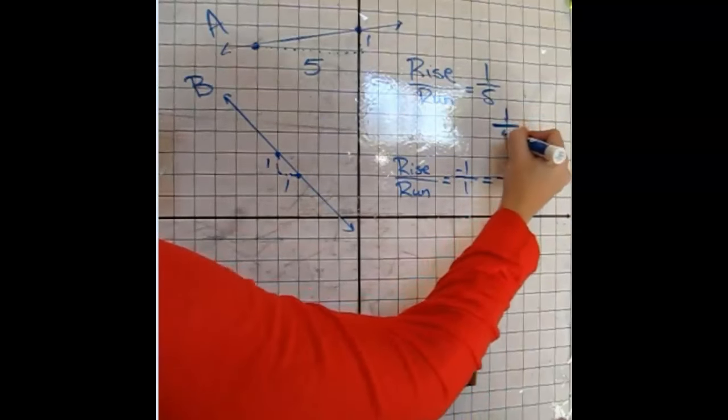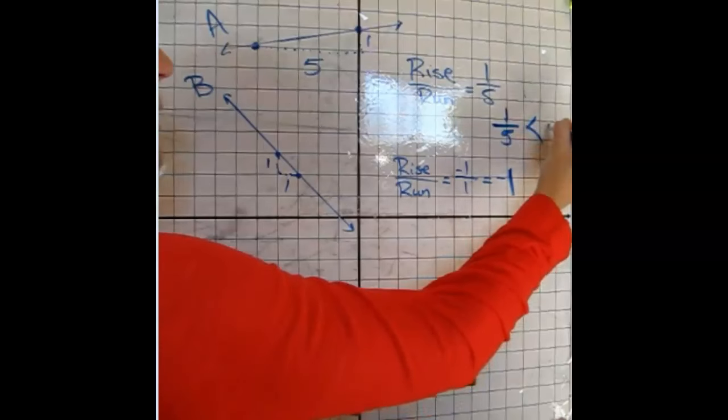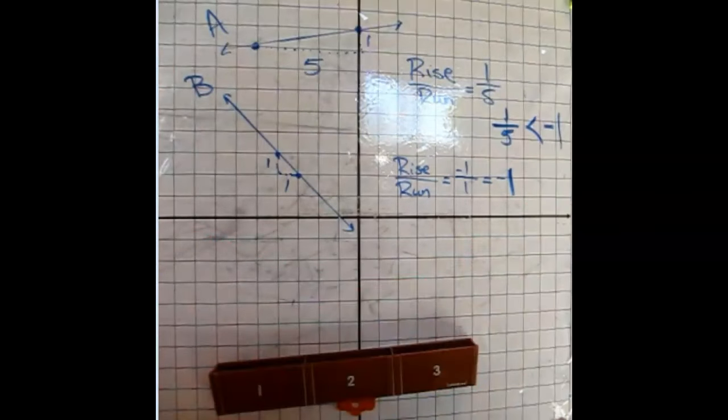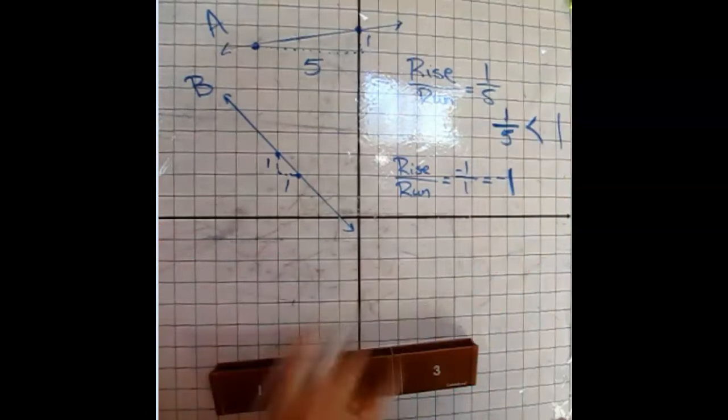So 1/5, we already know that slope A is less than slope B, but we need to compare the absolute values of those slopes. So there we go. 1/5 is less than 1. It's a lot less than 1. So the slope of A is a lot less than the slope of B.